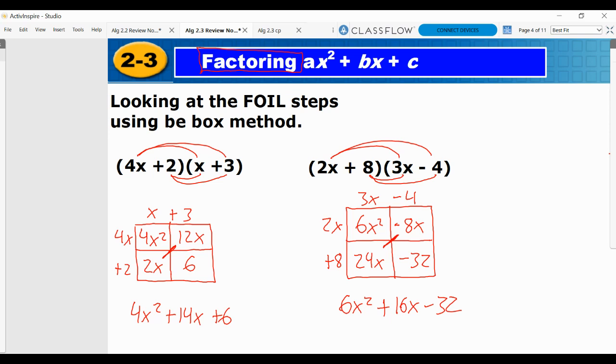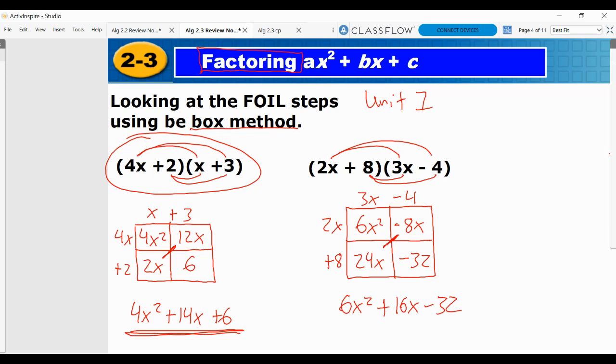Here is an example of what we did in Unit 1. We were given problems like these right here, and we were told to multiply these two binomials together to get an answer which would show up down here. One way we did that is by foiling and using the box method.